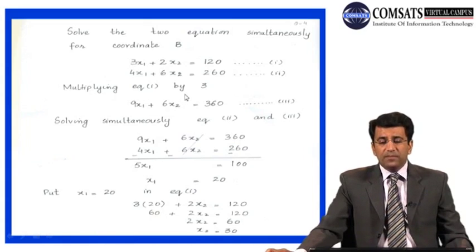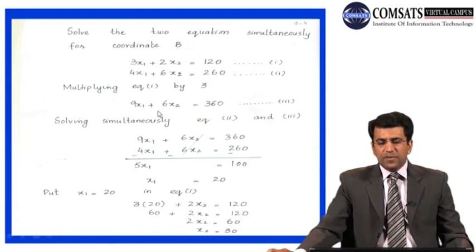Now why are we multiplying by 3? If we multiply this equation by 3, then 3 multiplied by 2x2 becomes 6x2, and the coefficients of this decision variable in both cases will become equal. So by subtracting, we can cancel this decision variable and get the value of x1. So people, you must know about this method of simultaneous solution of equations.